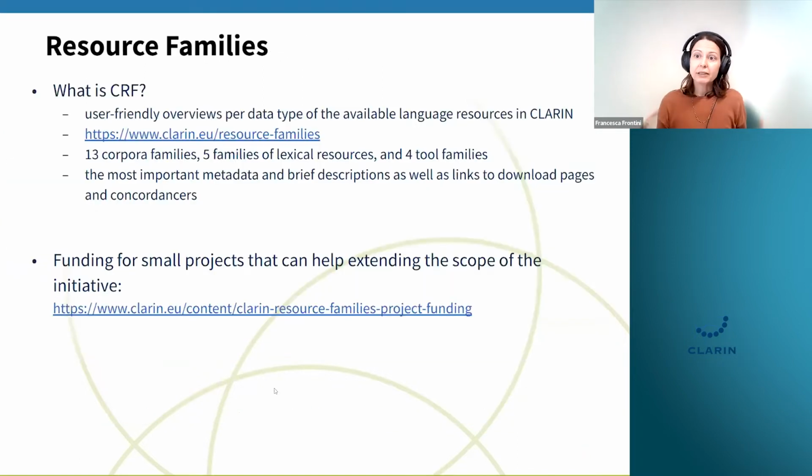In particular, another important initiative that CLARIN launched is the resource families. What are they? They are user-friendly overviews per data type of the available language resources in CLARIN. You can see at the link what they look like. There's so far 13 families of corpora, 5 of lexical resources, and 4 tools. And they list the most important metadata and a brief description, as well as links.